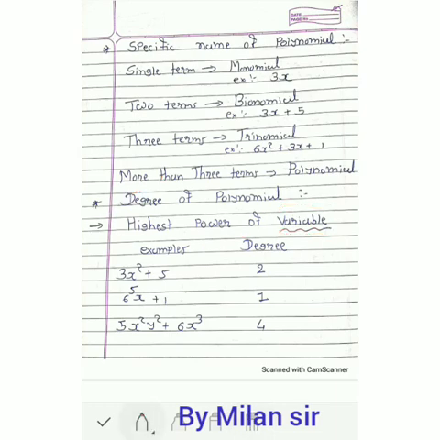I'm writing some examples here. First is 3x square plus 5. So the highest power of variable is 2. That's why the degree is 2.